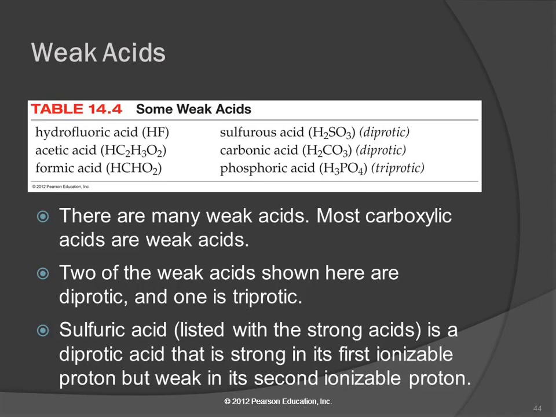There are a lot of weak acids. Anything that's not on that table of strong acids is a weak acid. These are just a few: hydrofluoric acid, acetic acid, phosphoric acid, carbonic acid, those are some we may have mentioned. A couple of these are diprotic. Phosphoric acid is triprotic.